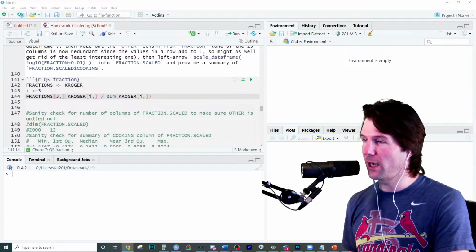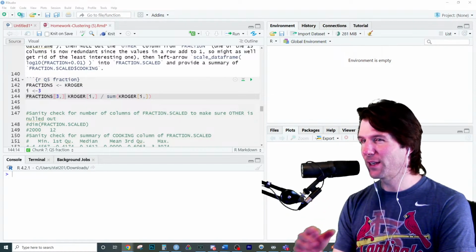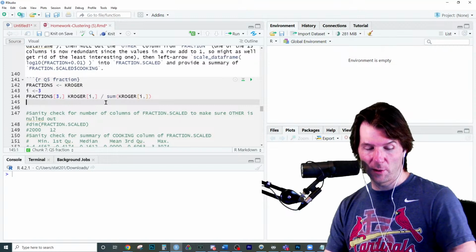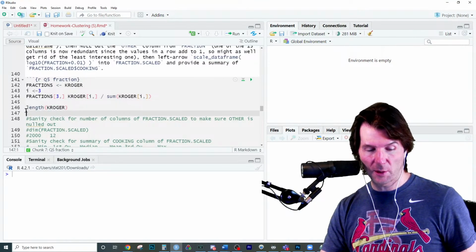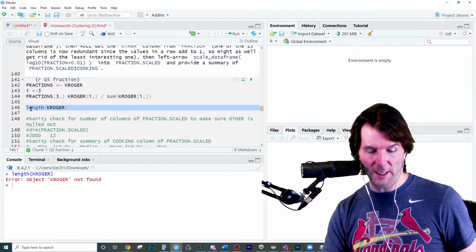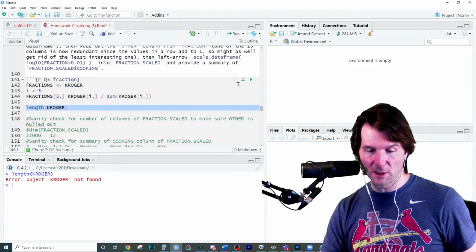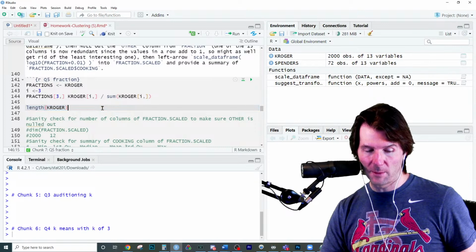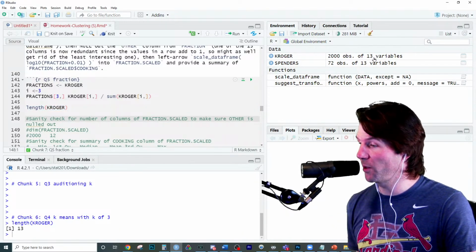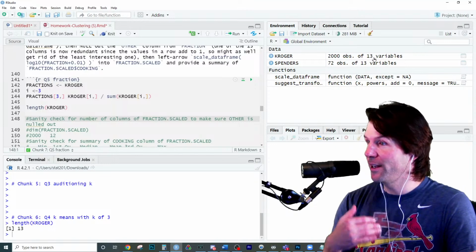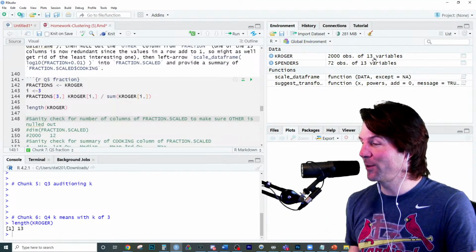Like, if you're asking somebody, or like, oh, you need to change this. If you told somebody, oh, you've got length Kroger, don't use length Kroger because that's going to return to you 20. We don't want to see Kroger's not even found. You need to load in your Kroger data frame now. You don't want to run length Kroger because that's the number of columns. You want the number of rows. So what should we do to get the number of rows?